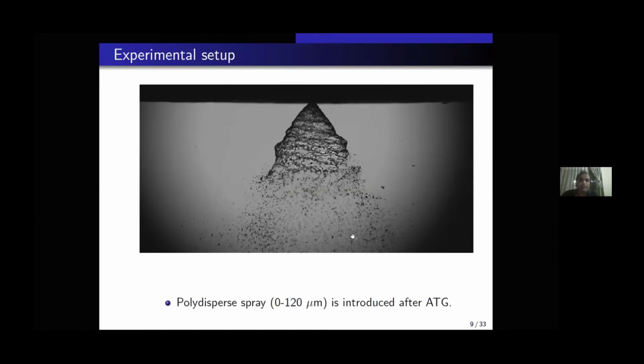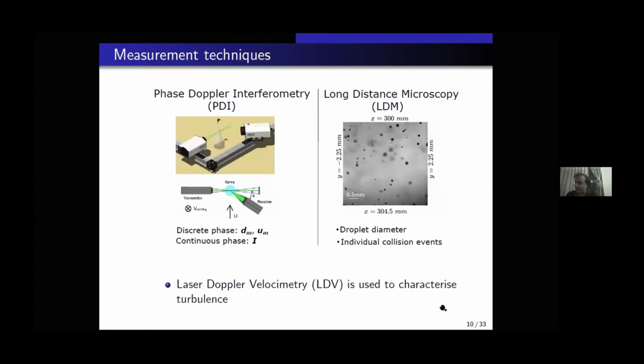And that is the region where we will focus and make our measurements, because we are not interested in these transversely non-uniform droplet field regions. The spray nozzles we have worked with generate droplet sizes in the range of 0 to 120 microns. And this field is introduced after the active turbulence generator.